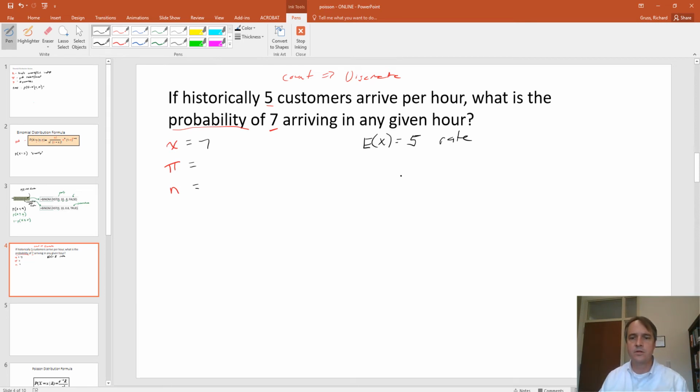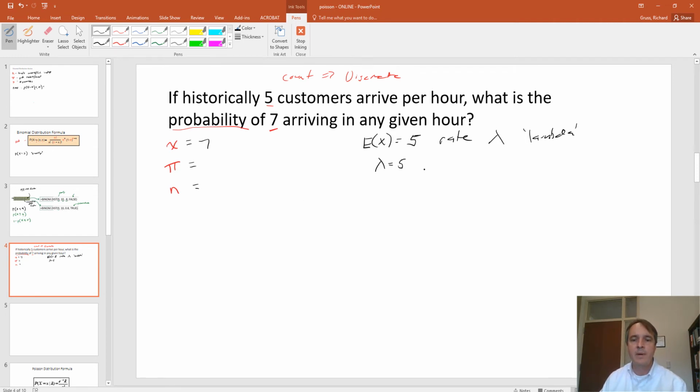In statistics, it's customary to denote some kind of rate with the Greek letter lambda. So here's what we do have. We don't have a probability or a number of trials, but we do have a rate, an expected value. If 5 arrive per hour, then we can expect 5 to arrive per hour. There will be more or less, but that's our expected value. So we can just say we've got a lambda of 5.